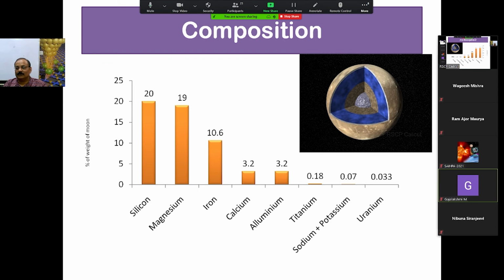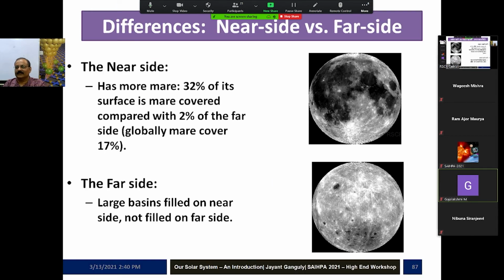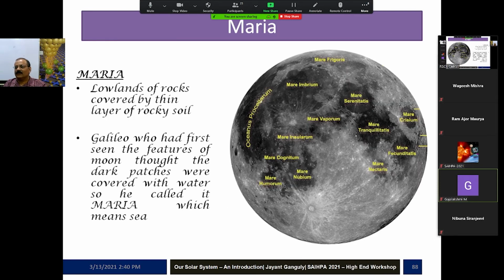And then we have the composition of different materials which are present. Not only that, when we study the Moon, we see that there are classically different views, meaning different surface features. If you see the far side, which is not visible from the Earth and has been studied by space probes, and the near side, there are dark areas like Maria in the near side which are not available in the far side. So these are some of the features.